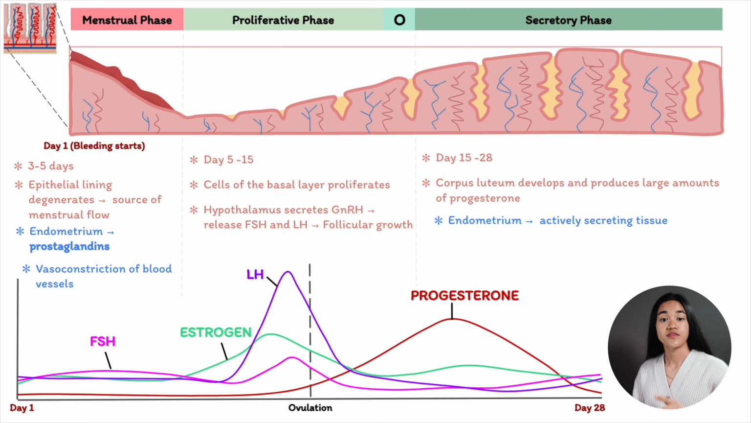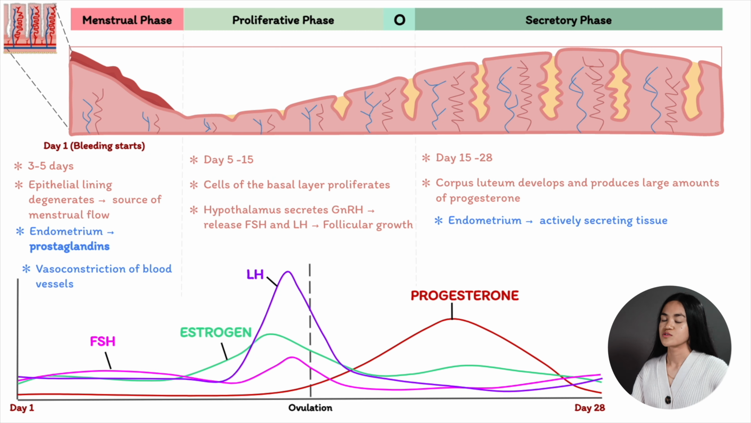And another important thing that progesterone does is it inhibits muscle contraction of the myometrium, the thick muscle layer. And this is to make sure that the fertilized egg can implant and also to prevent premature delivery. Now, progesterone and estrogen also play a role in mucus secretion by the cervix.